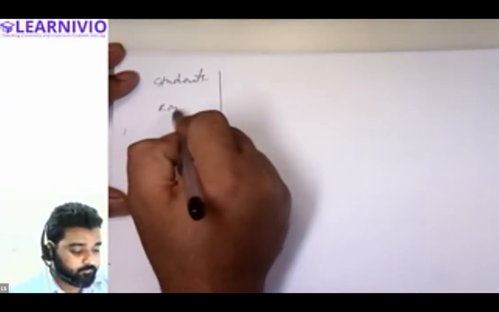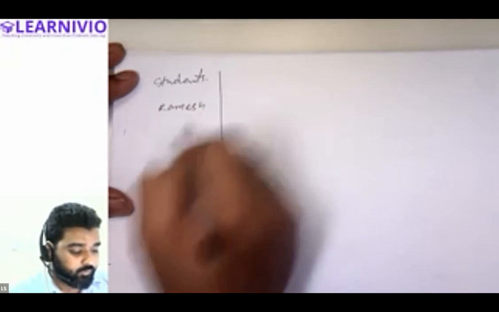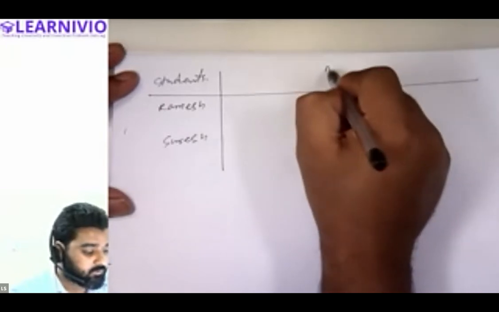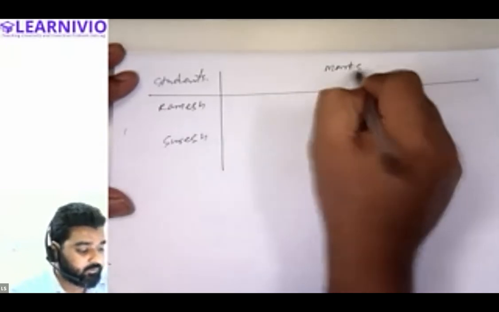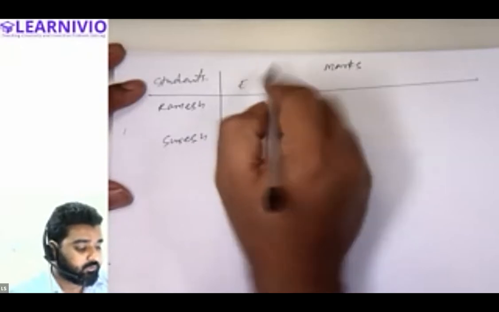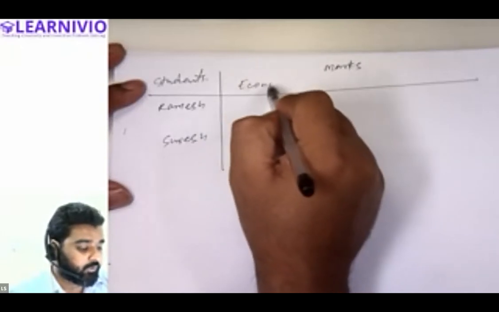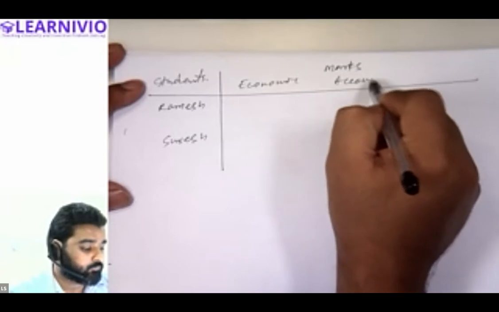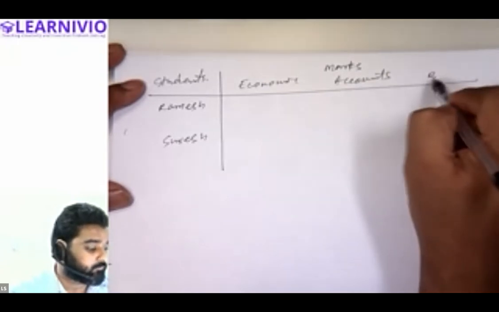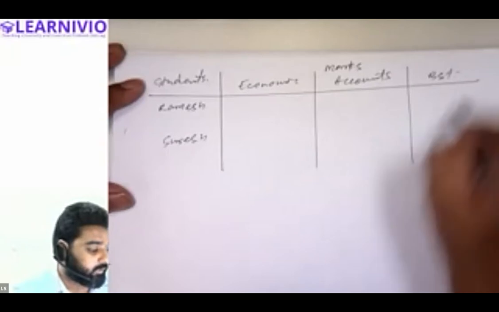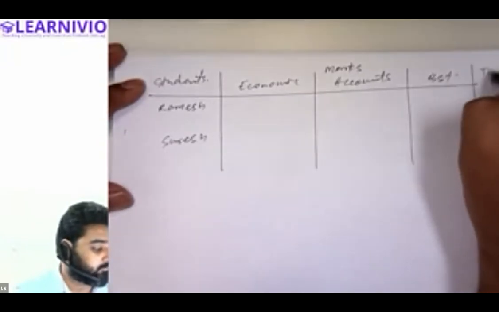Ramesh and Suresh. Okay. And these are the various marks scored by them in different subjects. Let's take the previous example only. Economics, accounts, and business studies, BST. And we will be making a column for total as well.